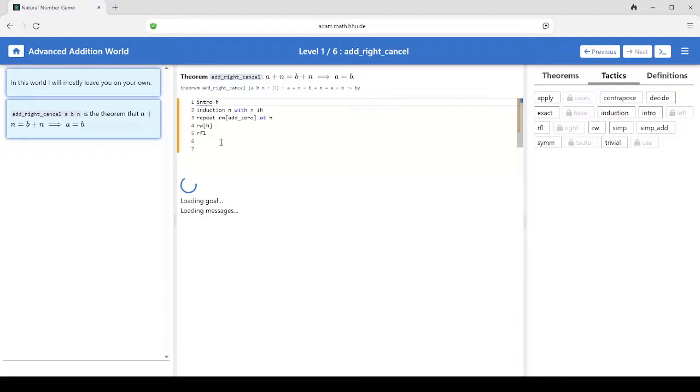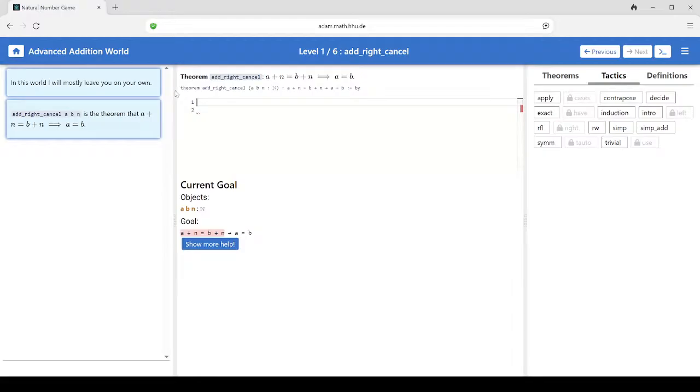Alright, so I already tried this yesterday, and I got really stuck. In this world, I will mostly leave you on your own. Add, write, cancel, which is the theorem that we're trying to prove. ABN is the theorem that A plus N equals B plus N implies that A equals B.